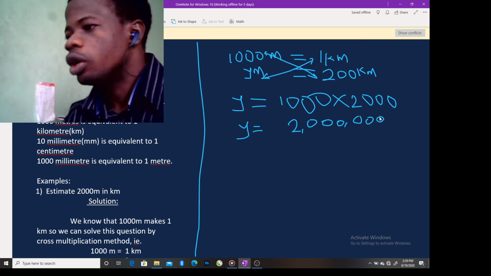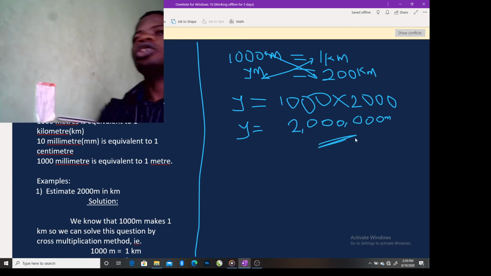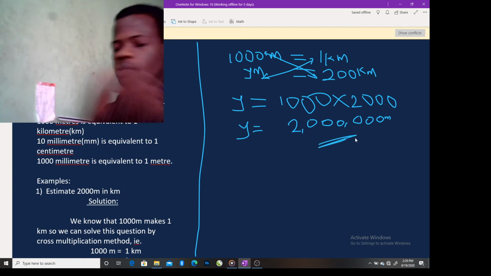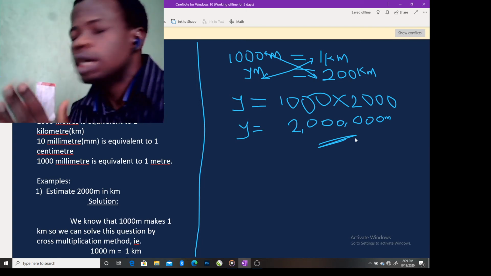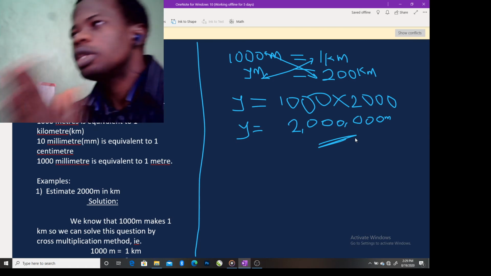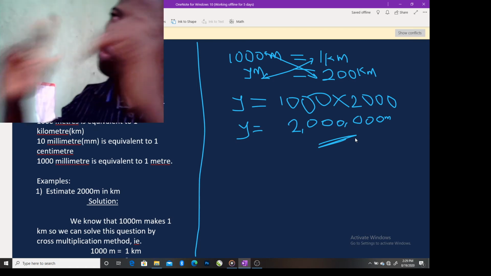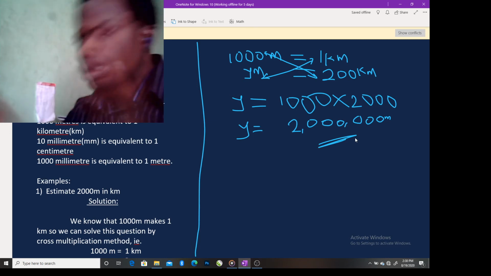2 million meters. So that will give us our answer. Let's leave that. If you are to convert from millimeters to meters, I'm giving you the relationship. 1,000 millimeters will give you 1 meter. Then 10 millimeters is equal to 1 centimeter. So you can do the same approach.